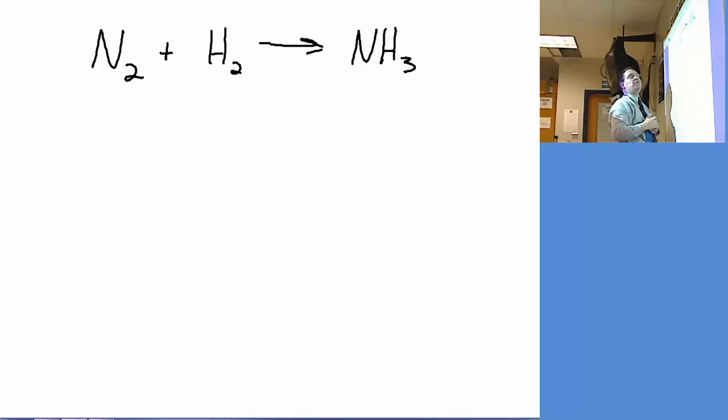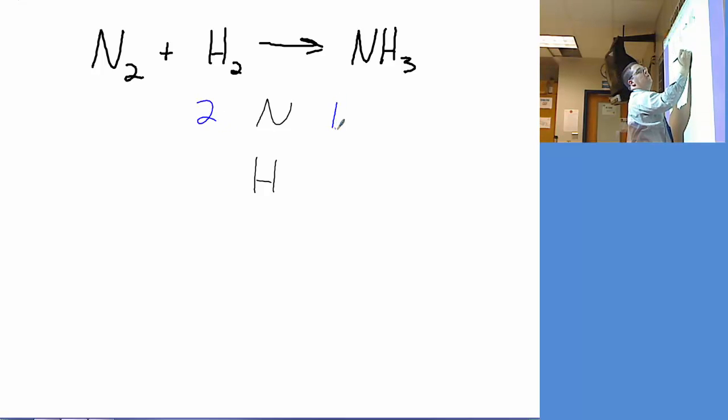Next example, nitrogen plus hydrogen yielding ammonia. So we've got 2 elements involved, nitrogen and hydrogen. And so if we take our inventory, on the left side we have 2 nitrogens and only 1 nitrogen on the right. On the left we have 2 hydrogens and 3 hydrogens on the right. So in this case, both of our elements are out of balance. So now we've got a choice to make.